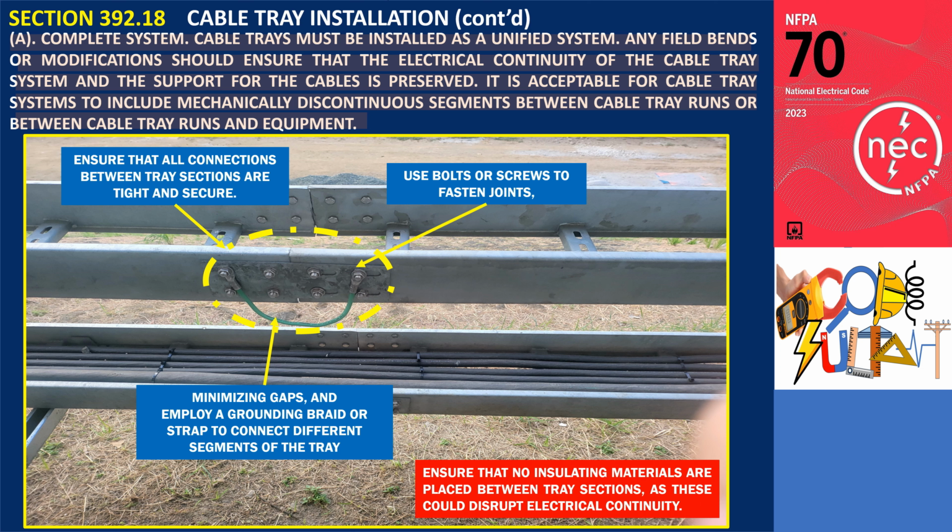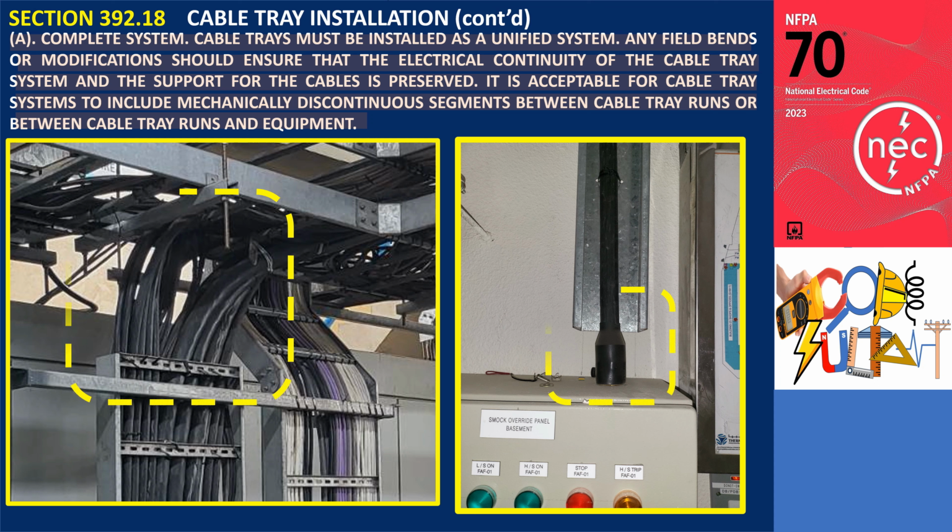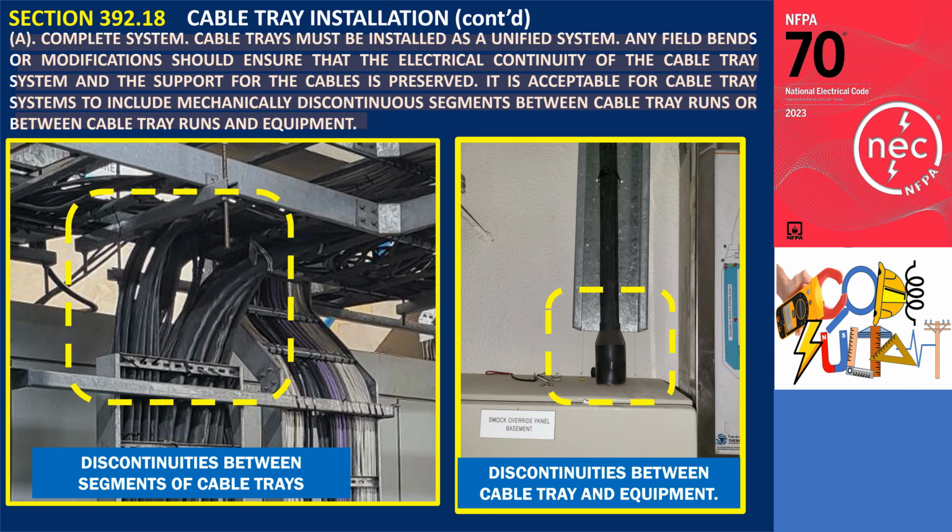Additionally, ensure that no insulating materials are placed between tray sections, as these could disrupt electrical continuity. Moreover, this section permits cable tray systems to include segments that are mechanically discontinuous, meaning there may be gaps or breaks in the physical structure when transitioning between different runs of cable trays or when connecting to equipment. For example, photos might illustrate discontinuities between segments of cable trays and between cable trays and equipment.